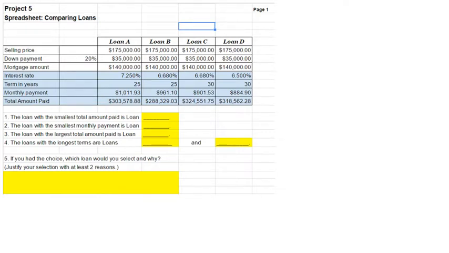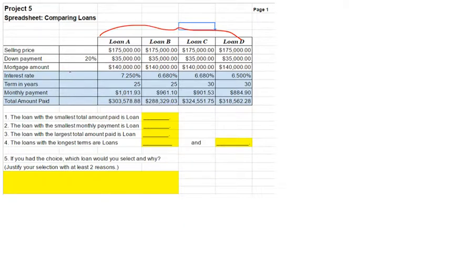Let's take a look at Business Math A Project 5B, page 1. So this spreadsheet is all about comparing loans. You're not actually filling any values into the table. We're just going to take a look at the table to answer some questions and compare and contrast different loan options. As you can see, you're presented with 4 different loans, loans A, B, C, and D.